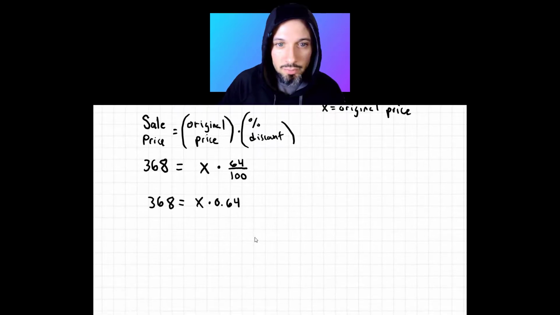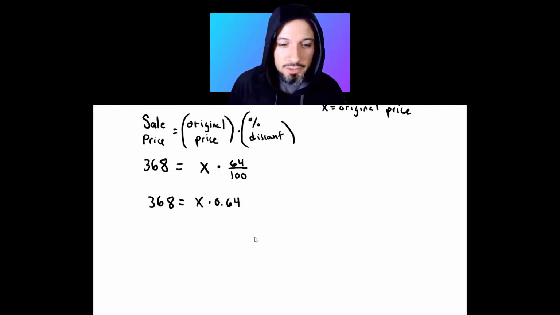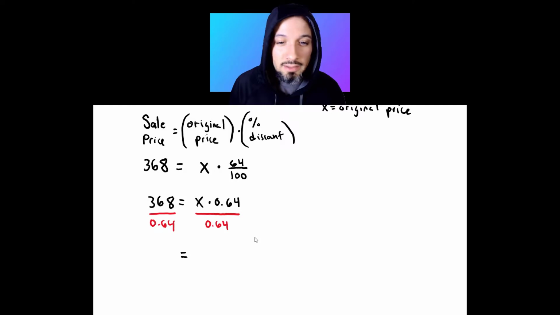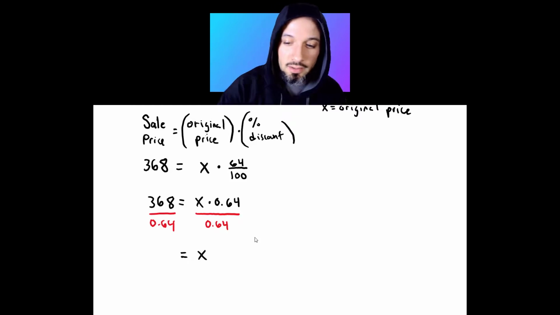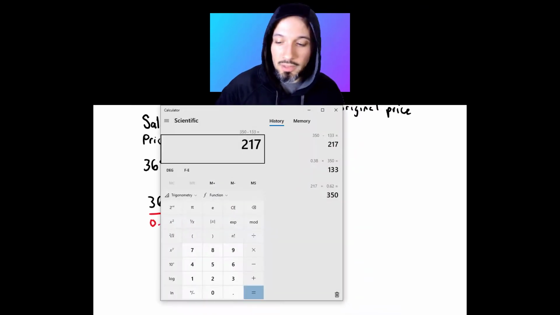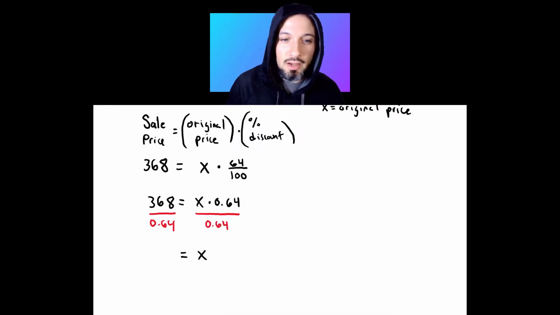Let me slide this down a little bit. To solve this, I can divide by 0.64, because that gives me 1x, and I balance the equation by doing the same thing on the other side. Bring down my equal sign. On the right side, that simplifies to 1x, and on the left side, I'm going to get my calculator and divide it out. We get 368 divided by 0.64, and I get 575.